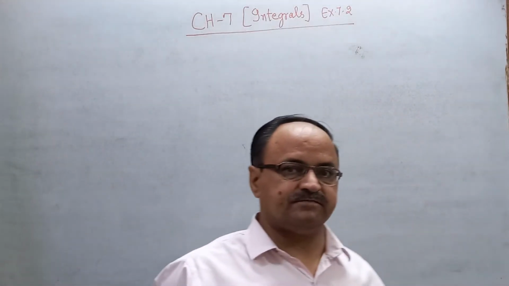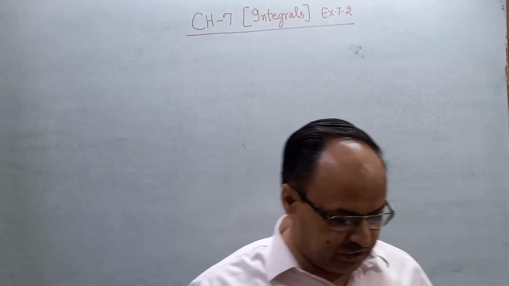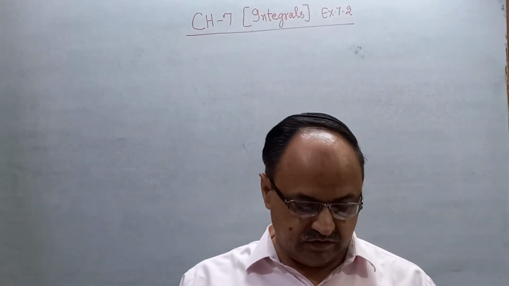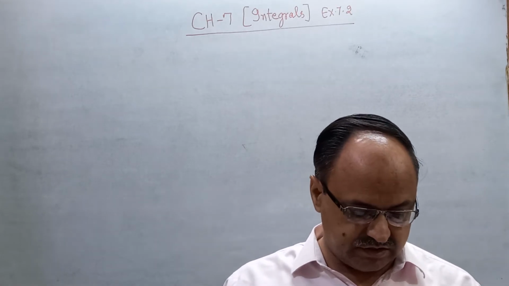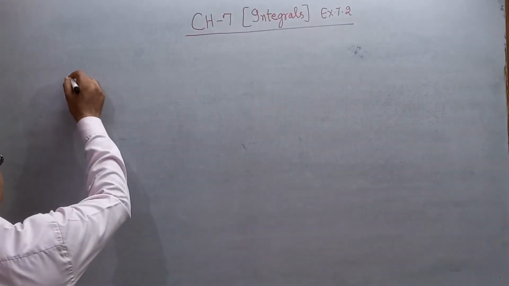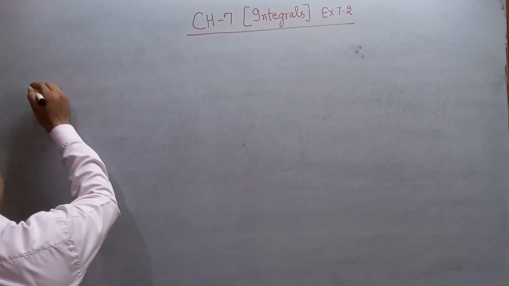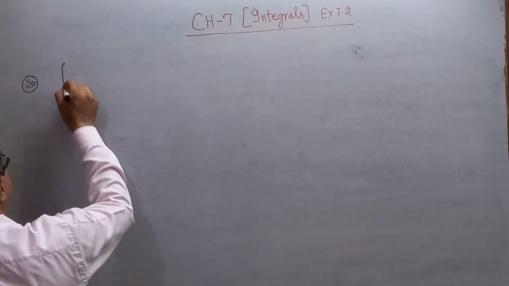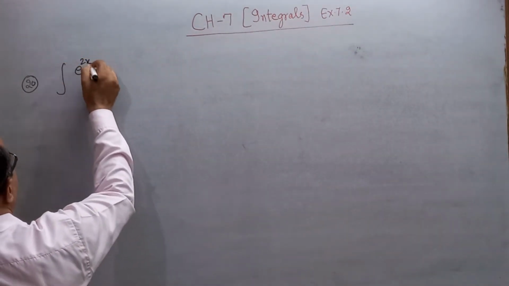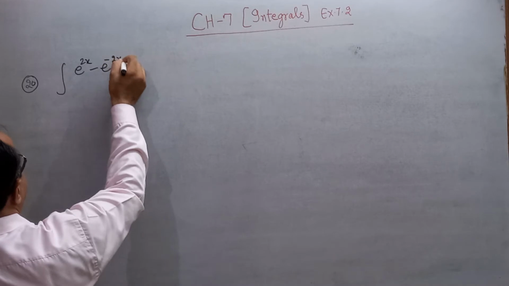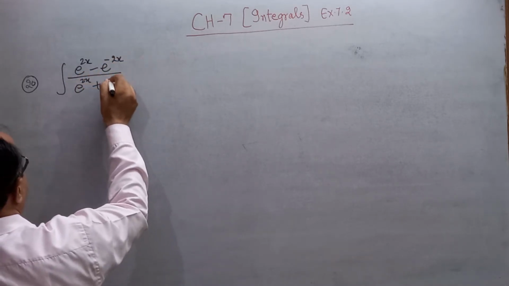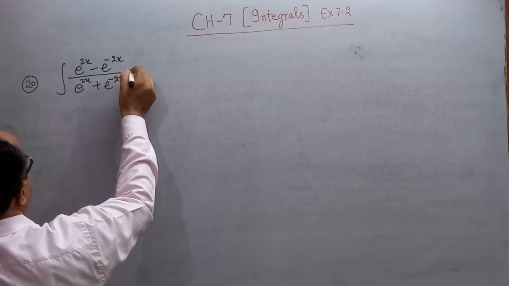Hello students, I am going to continue with the same topic, that is integration. Today we'll start with question number 20. Integration of (e to the power 2x minus e to the power minus 2x) divided by (e to the power 2x plus e to the power minus 2x).